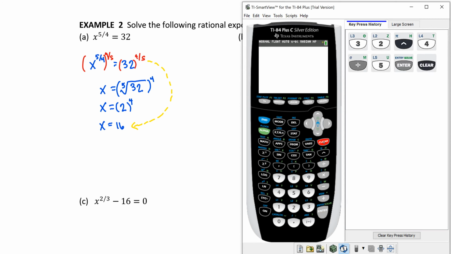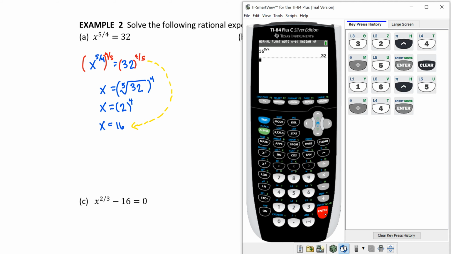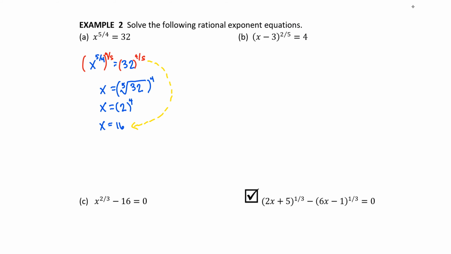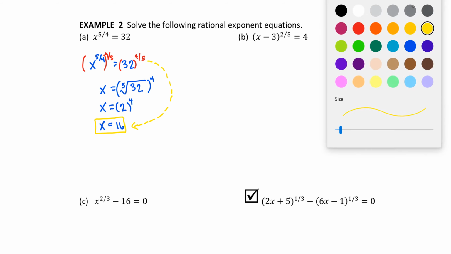Now, let's check our original equation. So I'm going to go all the way back to the first equation, and I'm going to plug 16 in for x, and I'm going to make sure that I get a balanced equation. Notice 16 to the 5/4 equals 32, so we can be confident that we have solved the equation correctly. Let's try another one. (x minus 3) to the 2/5 equals 4.